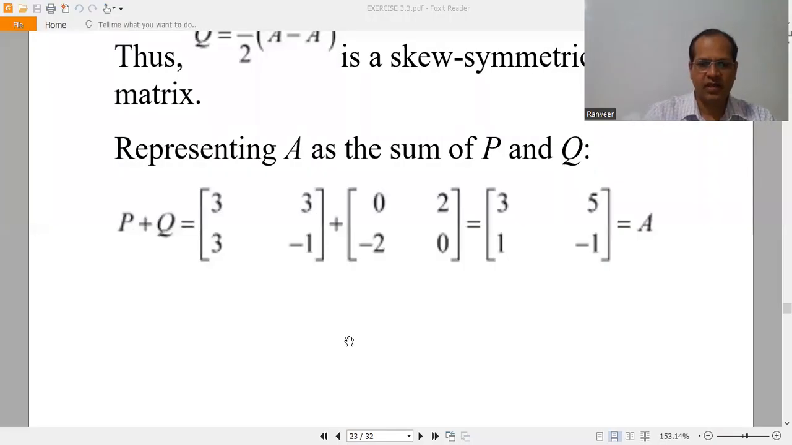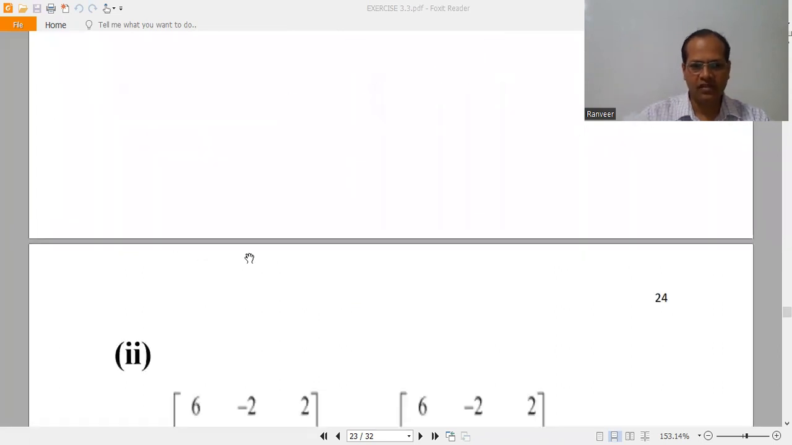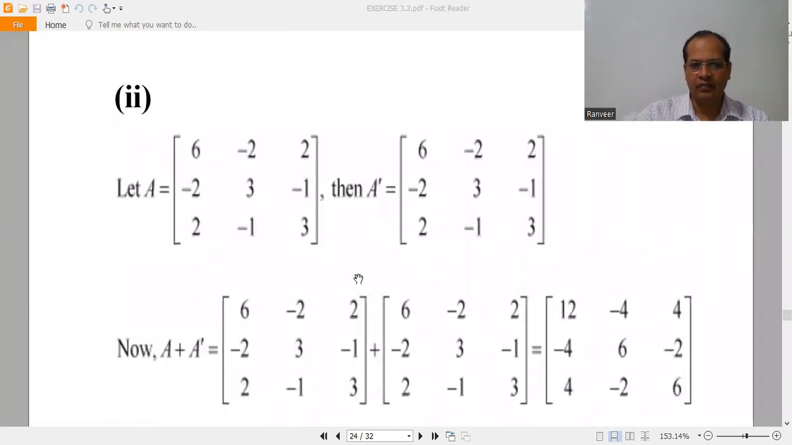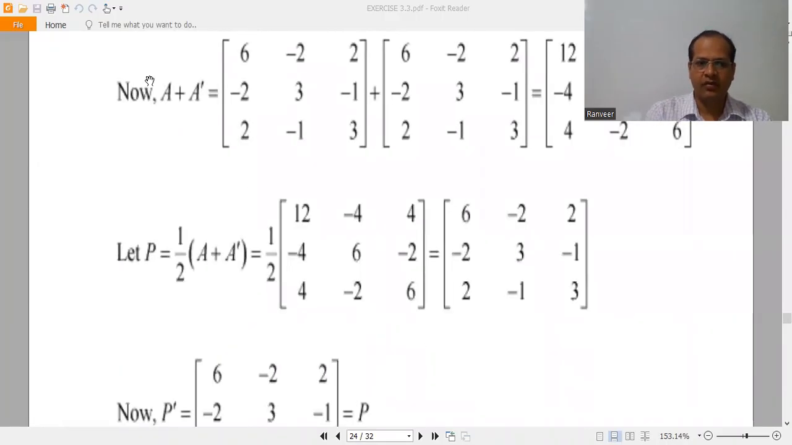So we write A as the sum of P and Q. P plus Q, once we find it, this is the P value and this is the Q value. After adding, this is equal to A. Similarly, for the second, we have to find A transpose and A plus A transpose. This is the process of finding the sum of a skew symmetric matrix and a symmetric matrix. These are the two things.